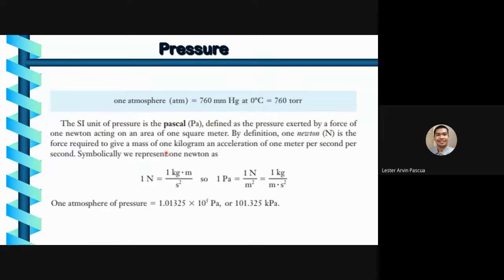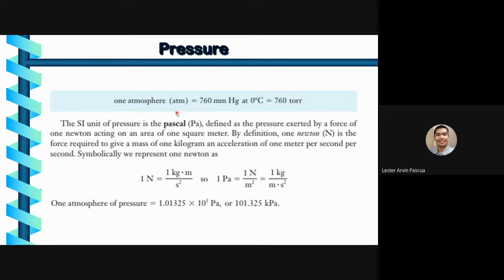When we calculate pressure, just remember that we often use the atmosphere as the unit of pressure. And 1 atmosphere is equivalent to 760 millimeter mercury, that's mmHg, at 0 degrees Celsius. At 0 degrees Celsius, this 1 atmosphere and 760 millimeter mercury should also equal 760 torr. These are just units of pressure.